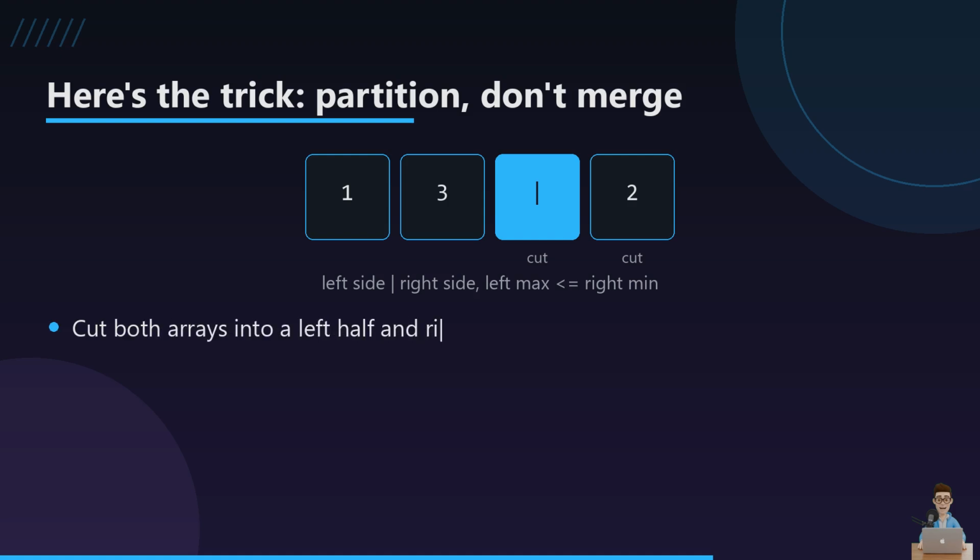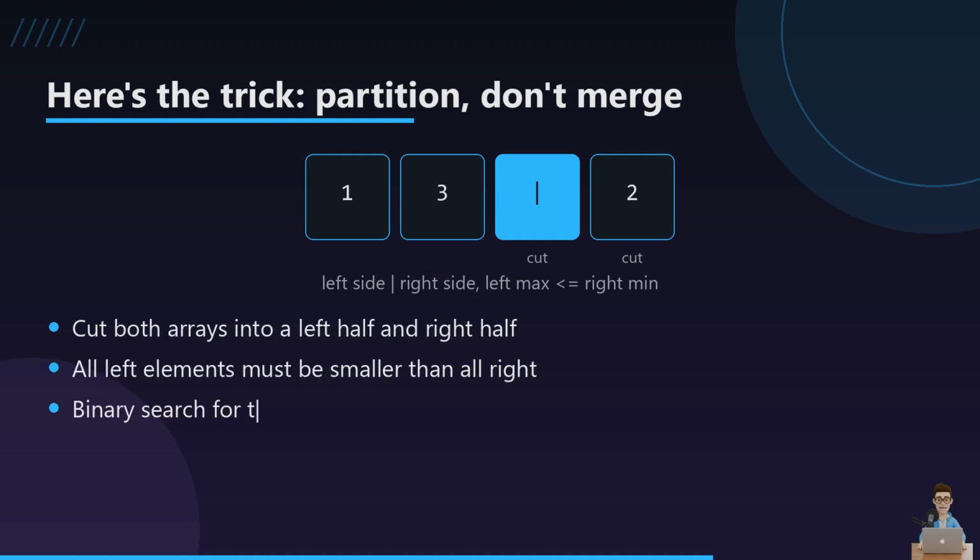The invariant: pick i in nums1 and j in nums2 such that i plus j equals half the total length, and max left is less than or equal to min right across both arrays. Because both arrays are sorted, moving i monotonically moves left 1 down and right 1 up, and j monotonically the opposite way. That monotonicity is exactly what makes binary search valid here and is the property you'd want to call out explicitly if asked to justify correctness.